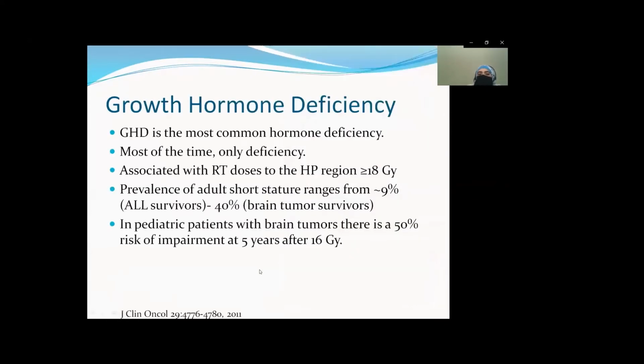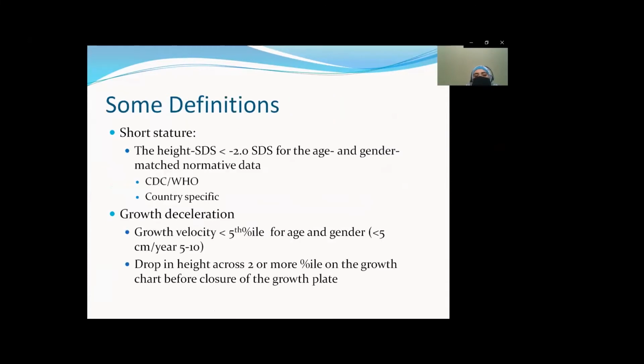So coming to the topic at hand, like we said, growth hormone deficiency is frequently the most common and only hormone deficiency in children who have received intracranial radiation, and the effect of it is long lasting, with a lot of these children ending up with adult short stature, anywhere from 9 to 40%, depending upon the type of tumor and the amount of radiation they received.